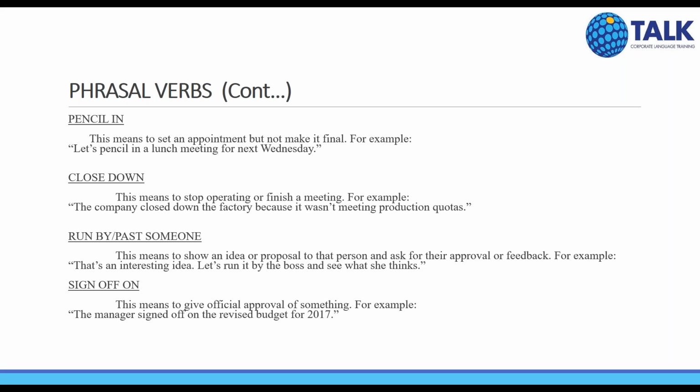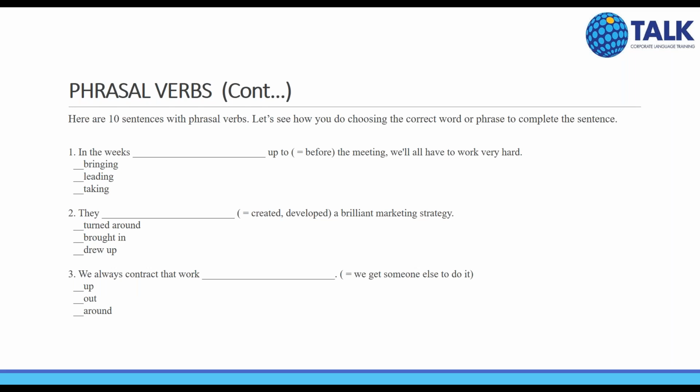Okay, so what I'd like to do now on the phrasal verbs is to come up with 10 sentences with phrasal verbs and give you a chance in your own mind, or if you'd like to chat in, that's fine, with what you think the right answer might be of the three underneath the sentences to be put into the blank. So, number one, and I've given you what the meaning is of how we are to complete the phrasal verb. So, in the weeks blank up to the meeting, we'll have to work very hard.